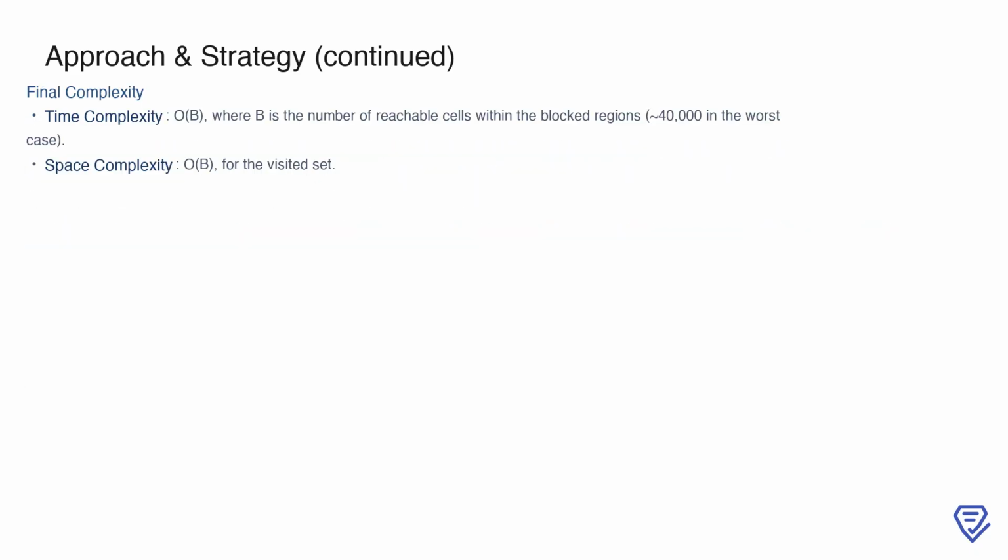Finally, let's analyze the time and space complexity of this approach. The time complexity is O(B), where B represents the number of reachable cells within the blocked regions. In the worst case, this is approximately 40,000 cells, making the method computationally efficient. Similarly, the space complexity is also O(B), as we store the visited set for BFS within the localized regions. This balance of efficiency and feasibility makes the strategy well suited for the problem, ensuring that we can check for escape possibilities without being overwhelmed by the grid's massive size.